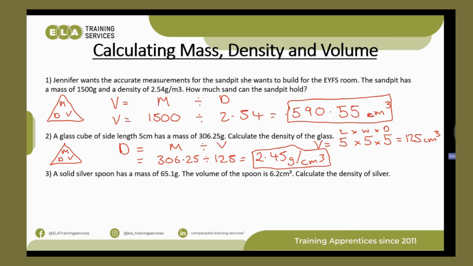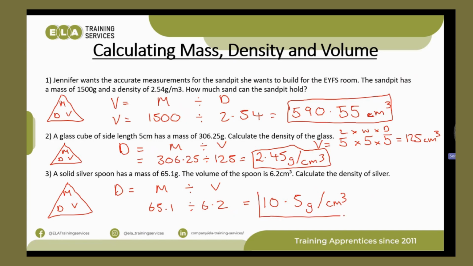Then, a solid silver spoon has a mass of 65.1 grams. The volume of the spoon is 6.2 centimetres cubed. Calculate the density. So we're going to draw our triangle again, mass, density, volume. We are looking for density, so we're going to do mass divided by volume. And then we're going to do 65.1 divided by 6.2. Pop that into our calculator. And we are given 10.5. What's our unit of mass? Grams. We use the word per. What's our unit of volume? Centimetres cubed. And we've got our answer.